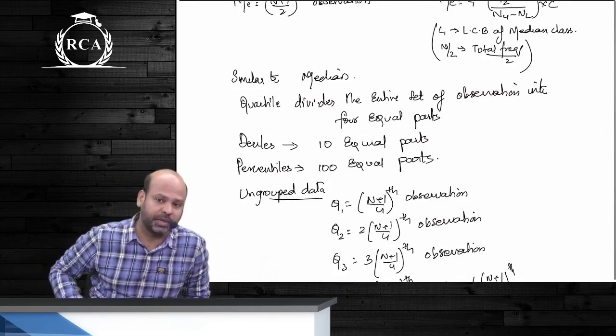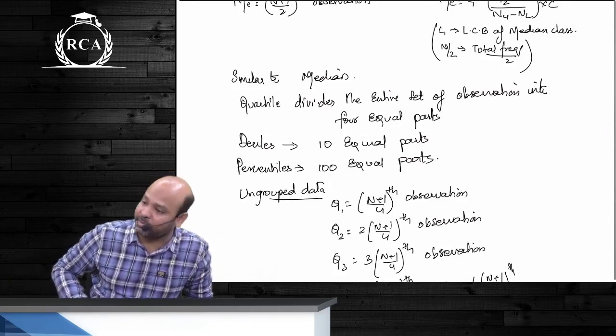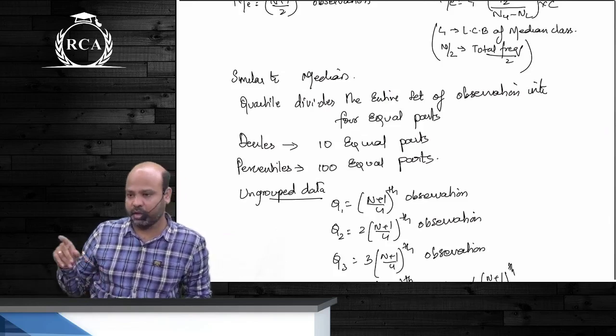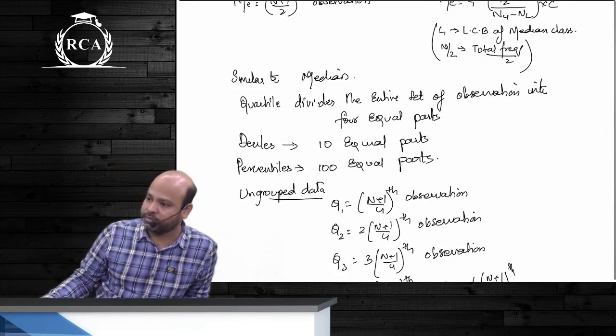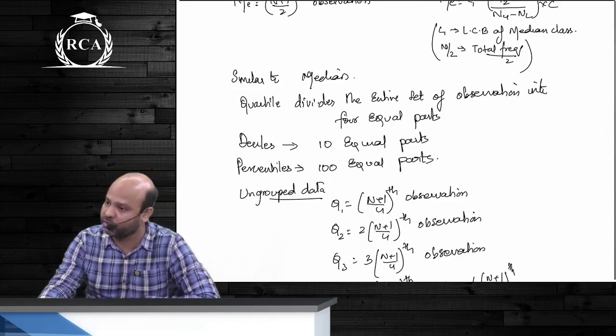If they ask how many percentage of values are less than quartile 1, the answer is 25%. How many percentage of values are more than quartile 1? 75%. More than quartile 3? 25%. Less than quartile 3? 75%. Alright, they can ask those percentage of values also.